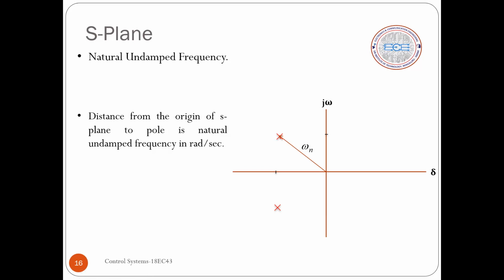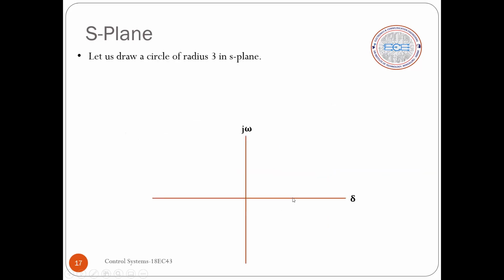So I can say that if I draw a circle with this radial length, then whatever poles appear on the circumference of the circle will have the same omega n value. That is, the undamped natural frequency of the system will be the same for all the poles which lie on the circumference of this circle.